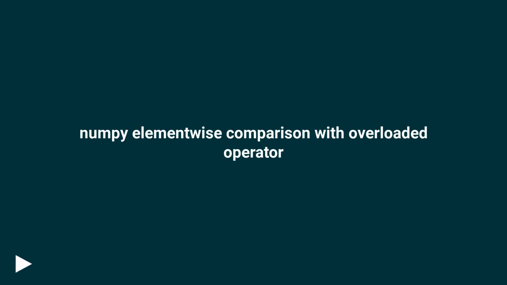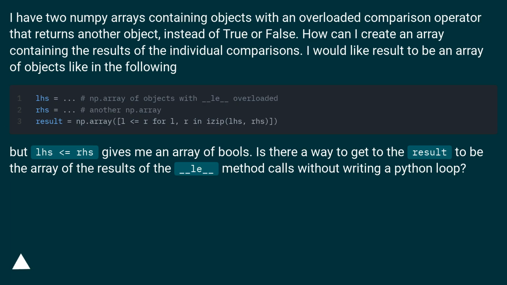NumPy elementwise comparison with overloaded operator. I have two NumPy arrays containing objects with an overloaded comparison operator that returns another object, instead of true or false. How can I create an array containing the results of the individual comparisons? I would like the result to be an array of objects like in the following.